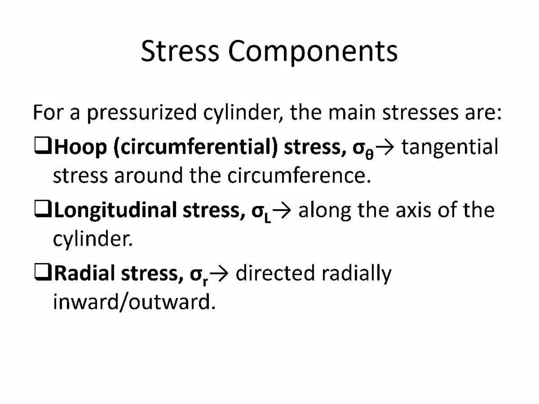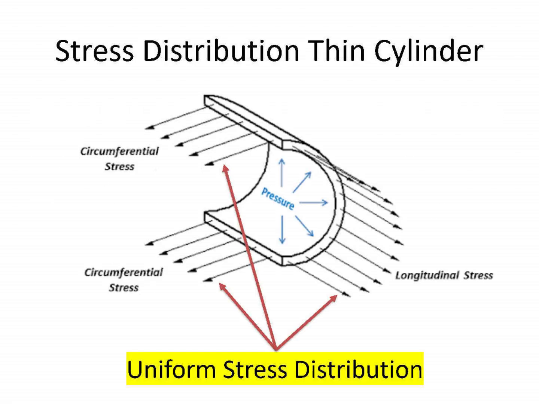Slide 7. Stress distribution in thin cylinders. Stress is assumed to be uniformly distributed across the wall thickness. This means the stress at the inner surface is approximately the same as the stress at the outer surface. This assumption simplifies calculations and is acceptable only for thin-walled pressure vessels.